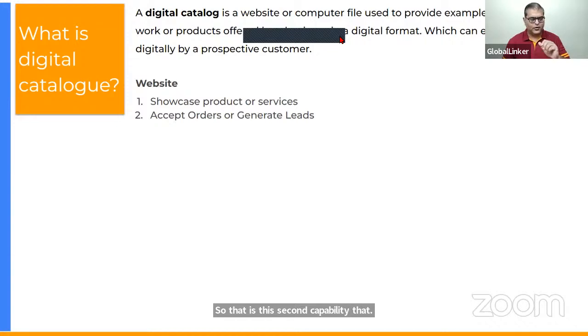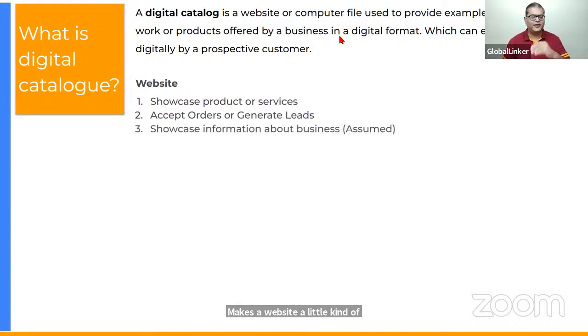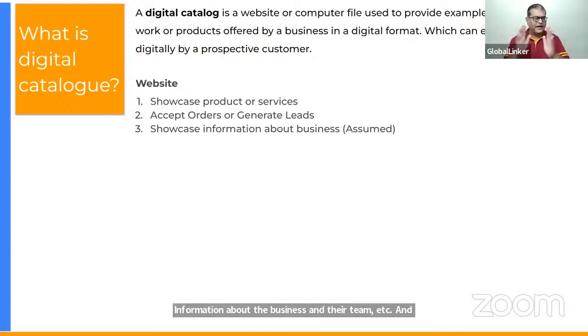Now let's look at the third capability, and that is showcasing information about the business. I've written "assumed" in brackets, because that is something that we assume is almost there on every website, wherein they are showcasing information. Now the quantum may vary, right? So there are certain businesses that have a lot of very detailed information about the business and their team, etc., and some may have very little information, but it is there almost on every website, and that is why I have written it is assumed, right?